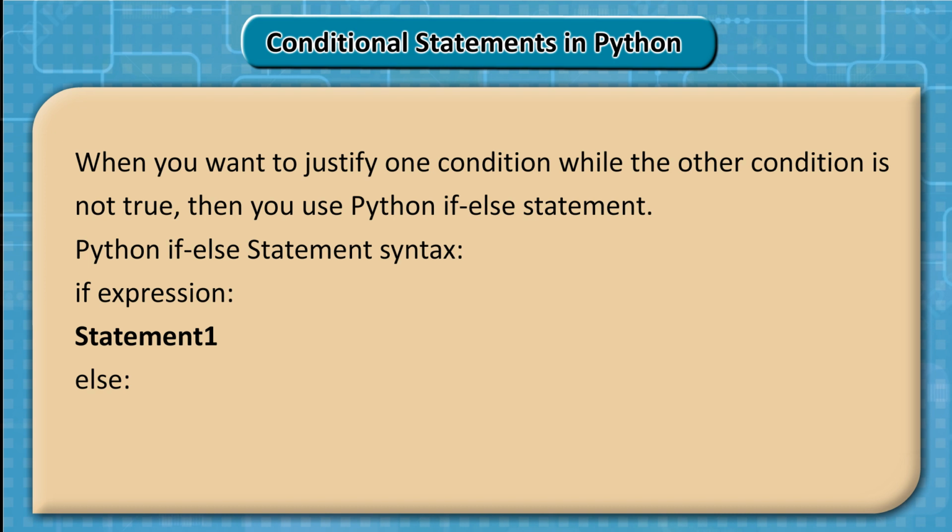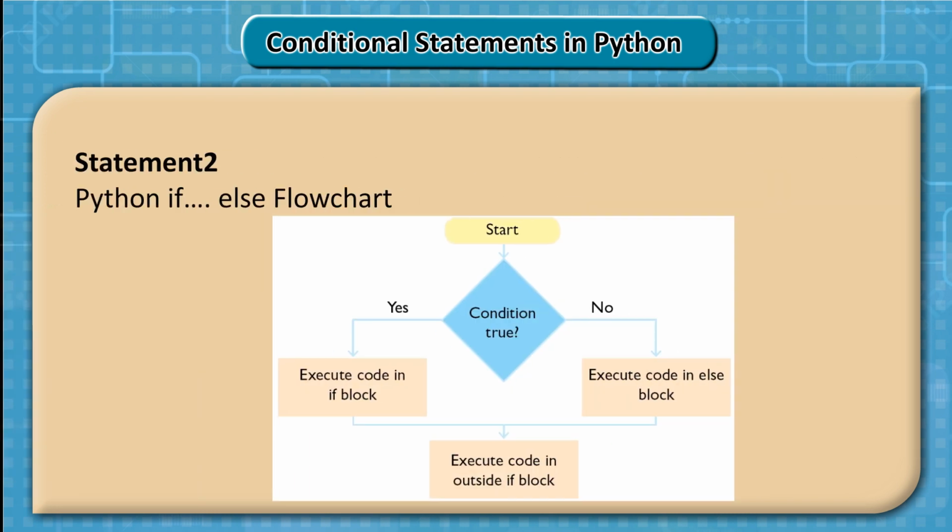Python if-else statement syntax. If expression: statement 1. Else: statement 2. Python if-else flowchart. Start. Condition true? Yes: execute code in if block. No: execute code in else block. Then execute code outside the if block.